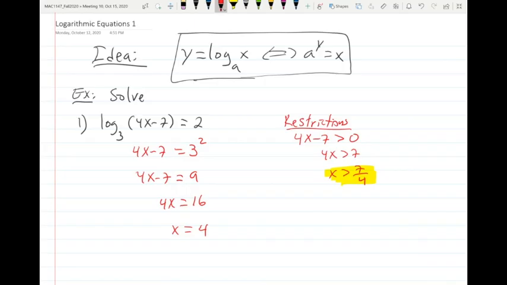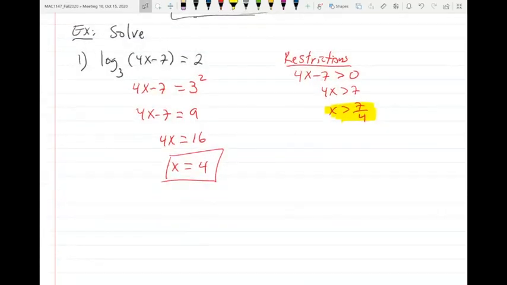Is this a solution to the equation? Well, we look at the restriction. 4 is bigger than 7 over 4 for sure, so we are good to go. This is our solution. And indeed, notice that if we plug in 4, we get 16 minus 7, and that's equal to 9. And yes, log base 3 of 9 is equal to 2. That was the very first example that we did today. All right, questions? Number 1. Questions? Right? Let's do another one.